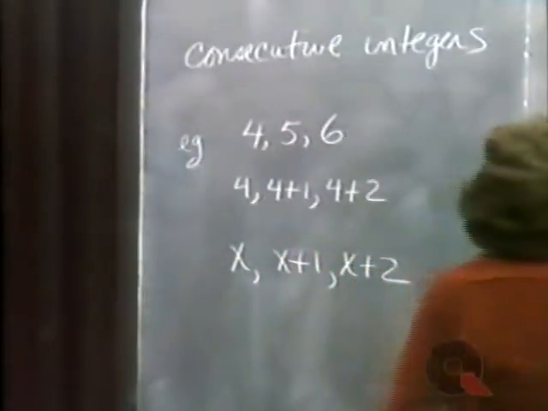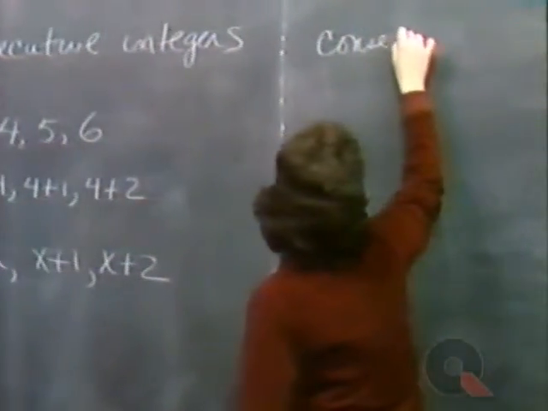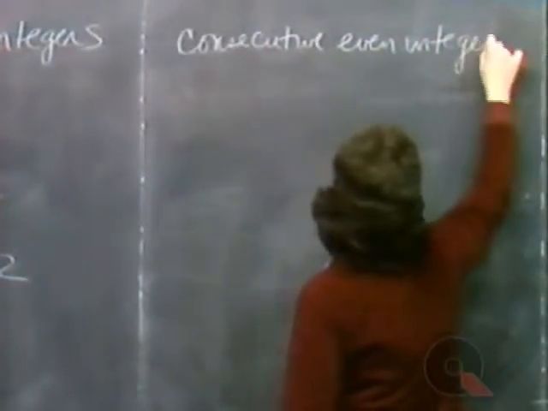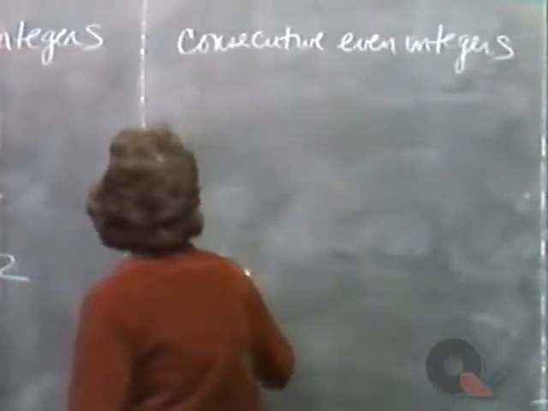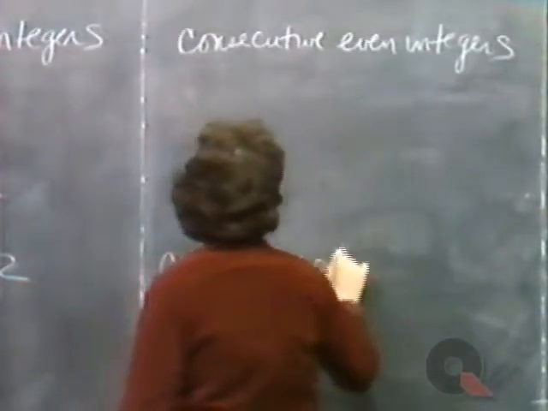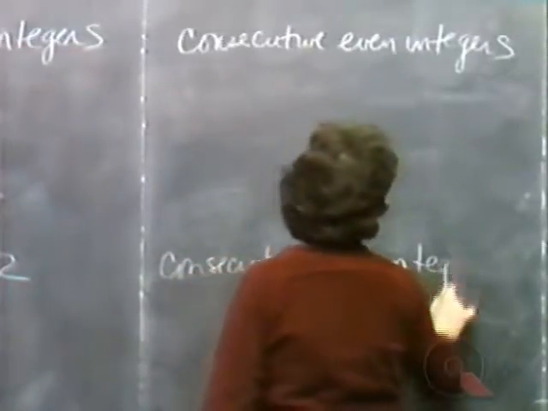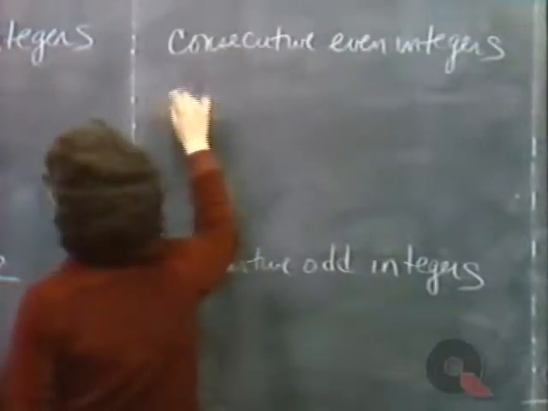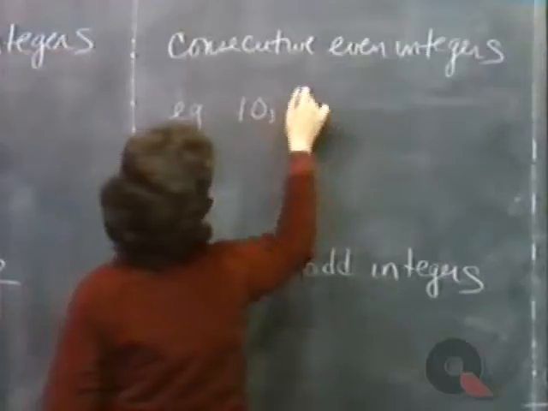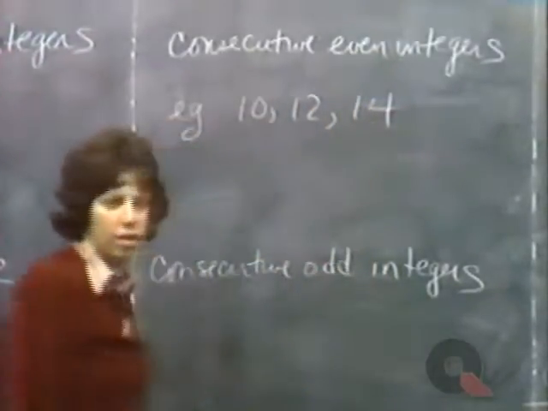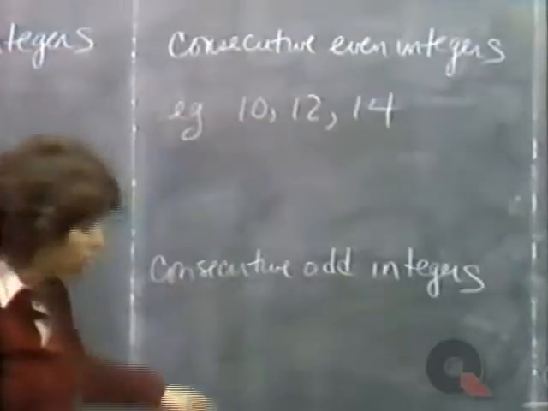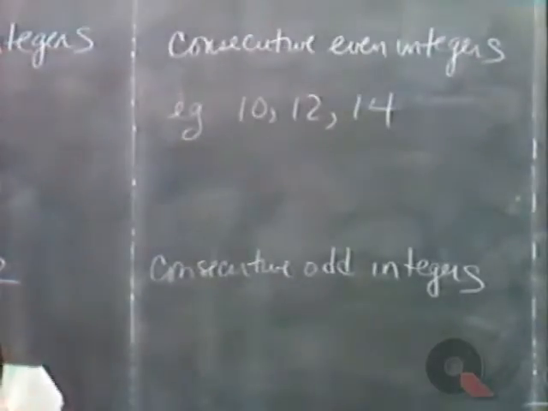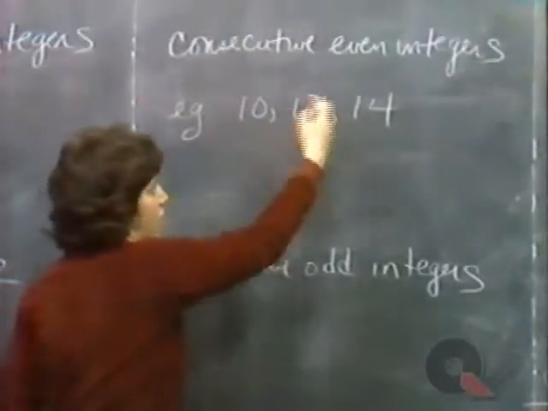Sometimes you're asked about consecutive even integers, and consecutive odd integers. Examples of consecutive even integers would be 10, 12, and 14. Even numbers, of course, are evenly divisible by 2. When you divide by 2, there is no remainder. Consecutive even integers are the even integers that come right after one another.